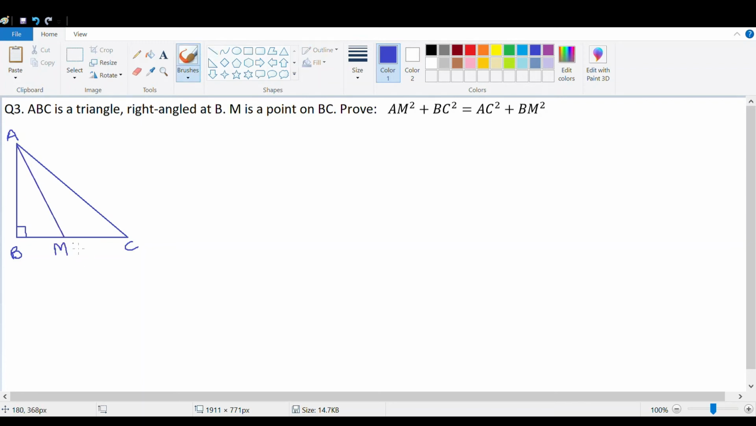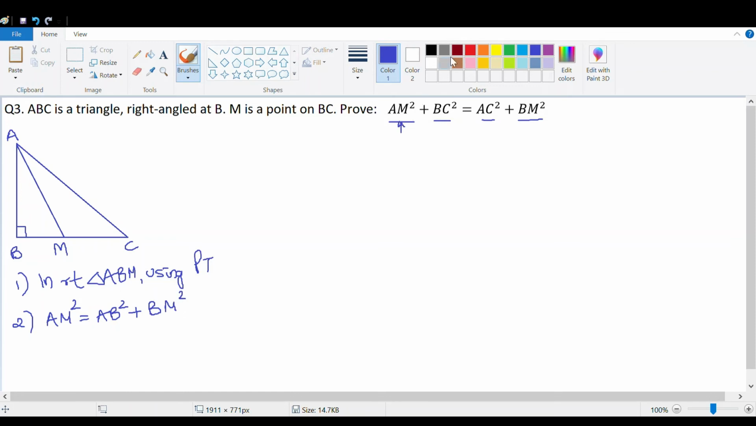So what we have to prove is AM square plus BC square is equal to AC square plus BM square. Now I noticed two right triangles, ABM and ABC. Let's try and use Pythagoras theorem in both and see what we get. So point number 1, in a right triangle ABM using Pythagoras theorem, what I get is AM square is equal to AB square plus BM square. So they want AM square on the left hand side, so I've got AM square for sure. Let's see the second one.